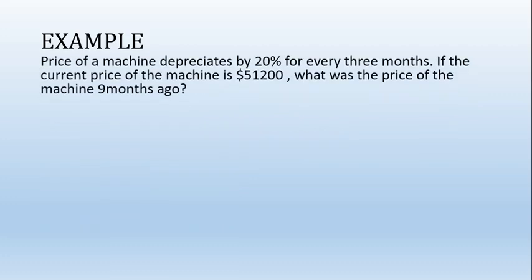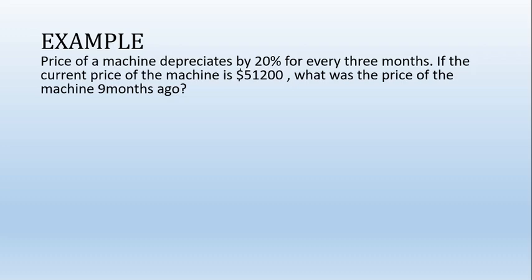Now getting into another example which is quite a harder one. Price of a machine depreciates by 20% for every 3 months. Here depreciates means decreasing. If the current price of the machine is $51,200, what was the price of the machine 9 months ago? Now here what we should be careful is we should not take n value as 9 because our question's change is not happening every month. If you read the question again, price of a machine depreciates by 20% for every 3 months, which means for every 3 months only once the change is happening.